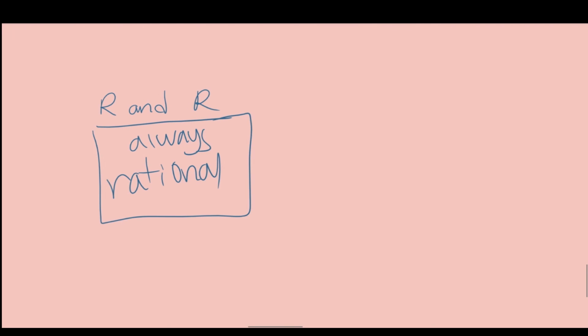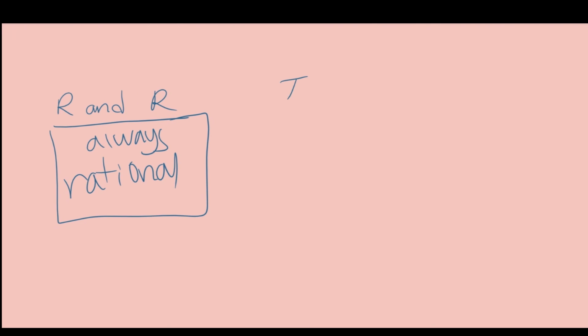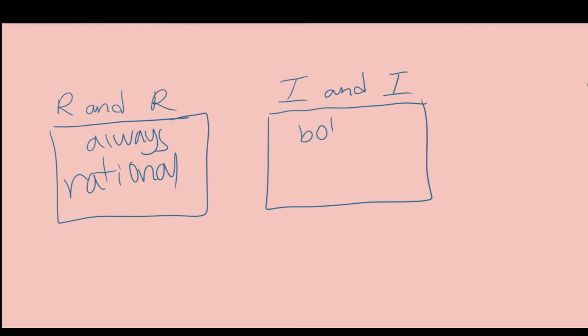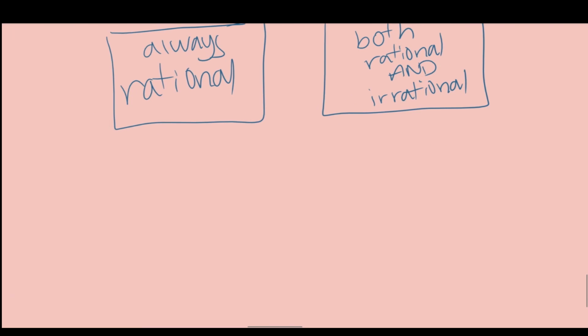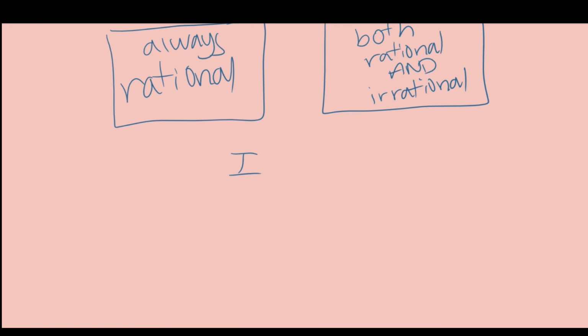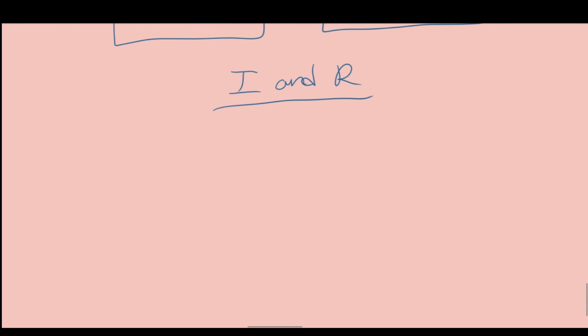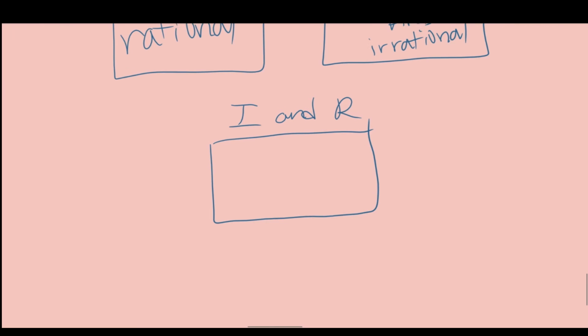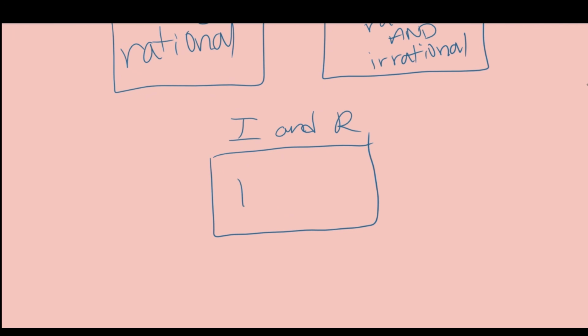Now, let's say you had 2 irrational numbers, so an irrational and another irrational. If you undergo the same operations, the answer can be both rational and irrational. And finally, if we have an irrational and a rational value, we undergo those same operations, we're going to get something that is always irrational.